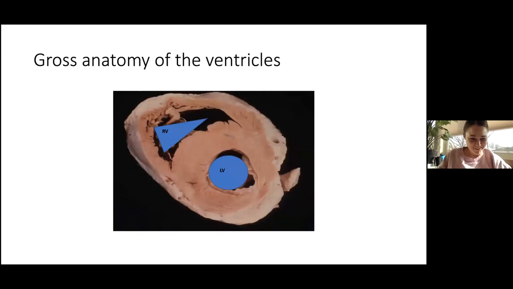Let's dive right in and start with the gross anatomy of the ventricles. This is a cross-section showing the right ventricle and the left ventricle, which I've shown with approximated shapes. Right off the bat, you can notice remarkable differences in the size of both ventricles, in the shape, and in the wall thickness. This is something that changes throughout development, and we'll get into it a little more.